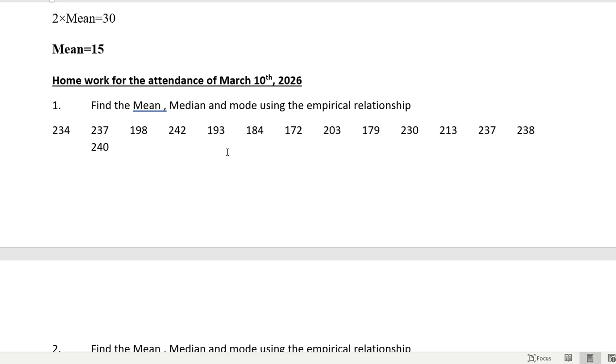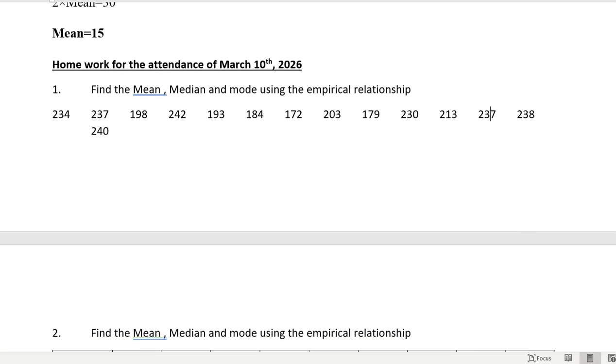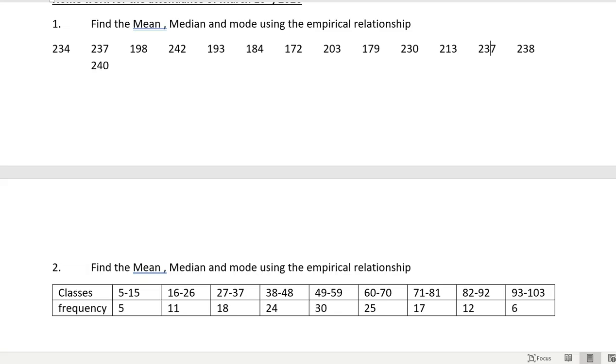I'll give you 1 day for this. If you send me the solution of these two questions, I'll mark your attendance accordingly. That's it. That's the end of chapter number 3. We'll start chapter number 4. There are only 2 topics, in fact 3 topics, and that's it. Till here, it will come in your final exam. Okay, good luck.